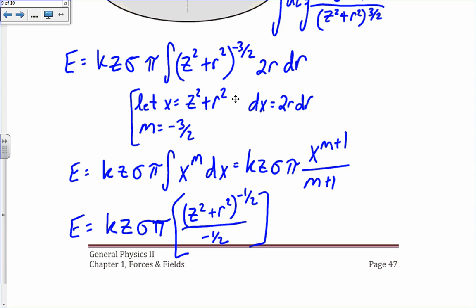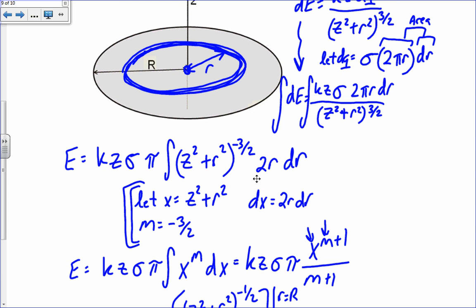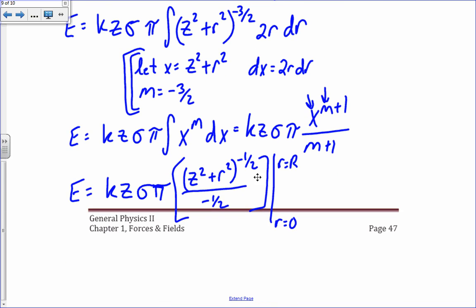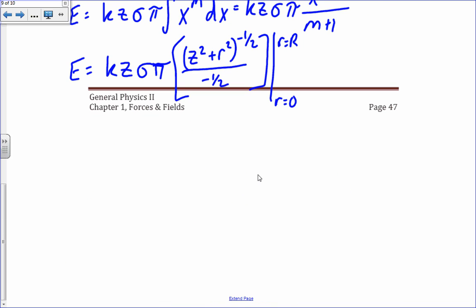Skipping a few steps here, but if you look carefully at how I make these substitutions, I'm just substituting these things back in for x and m. Then I'm going to integrate this over my limits of integration, which are r equals 0 to r equals r, because I'm going from here all the way out to here. So I apply the limits, and I'm going to rearrange a little bit, almost to the end now.